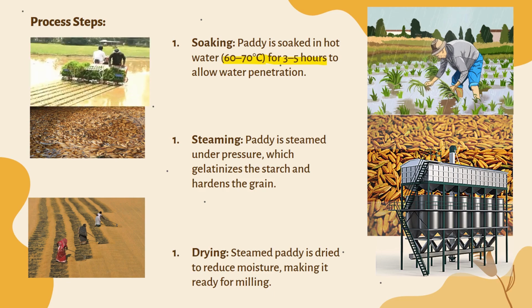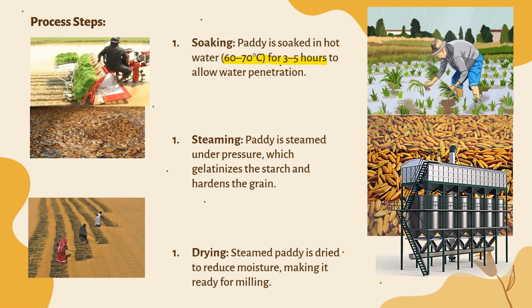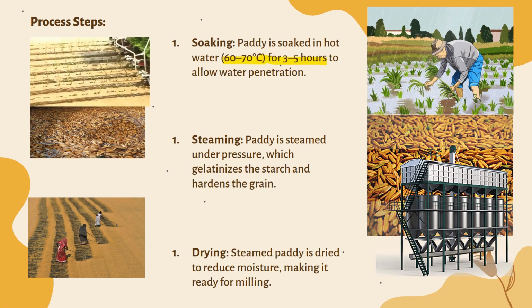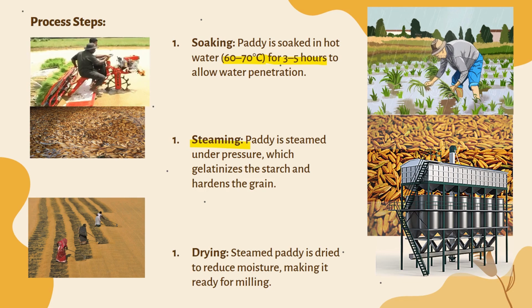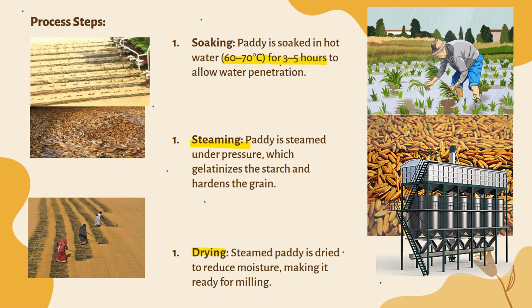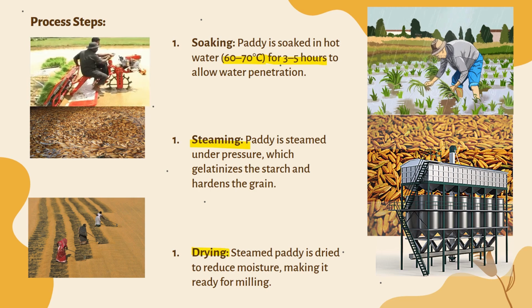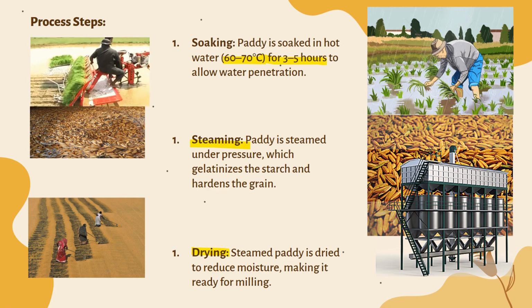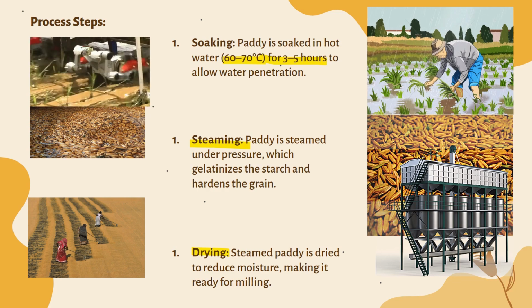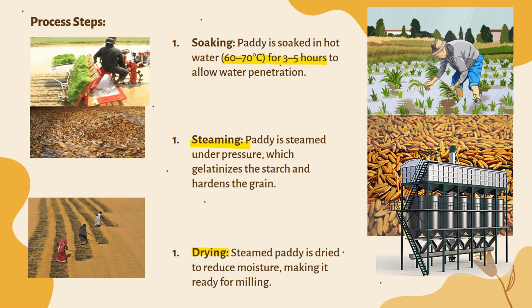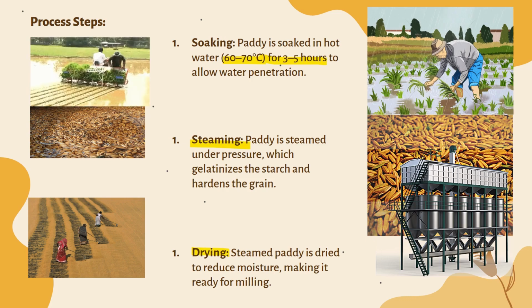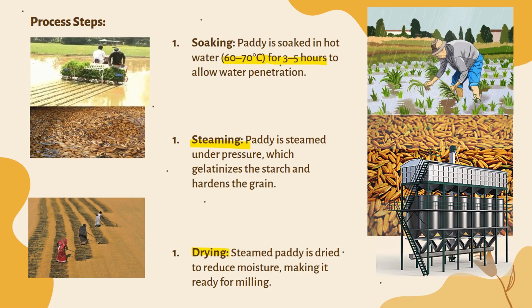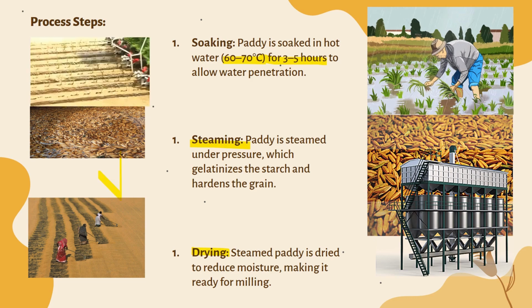Next, it's steamed to gelatinize the starch, which makes the grain harder and less sticky. After this, the drying process takes place where the steamed paddy is dried to reduce moisture, making it ready for milling. Parboiled rice is richer in vitamins and minerals because nutrients from the husk move into the grain when it is steamed.